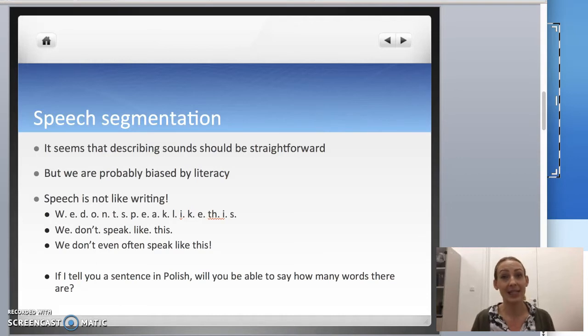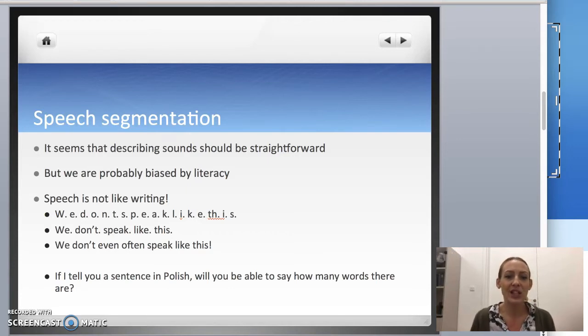Sounds are not letters. So, for example, W, I, D, O, N, T, S, P, I, K, like this. Right? We don't separate the sounds. We don't speak like this, even in words. We don't always have pauses in between words. We usually don't.